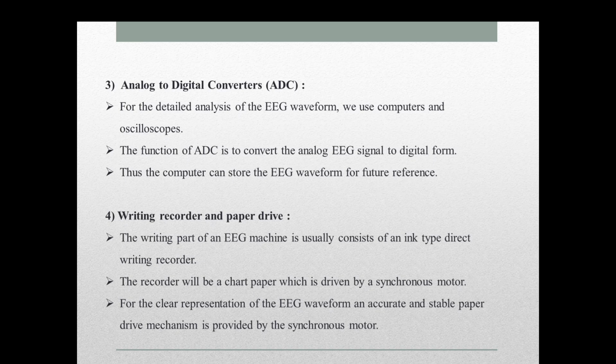And another thing is the writing recorder and paper drive. If we want the output in paper form, we use this writing recorder. This recorder uses chart paper. It has one synchronous motor, and this will do the writing of the electrical activity of our brain. It gives a clear representation of the EEG waveform.